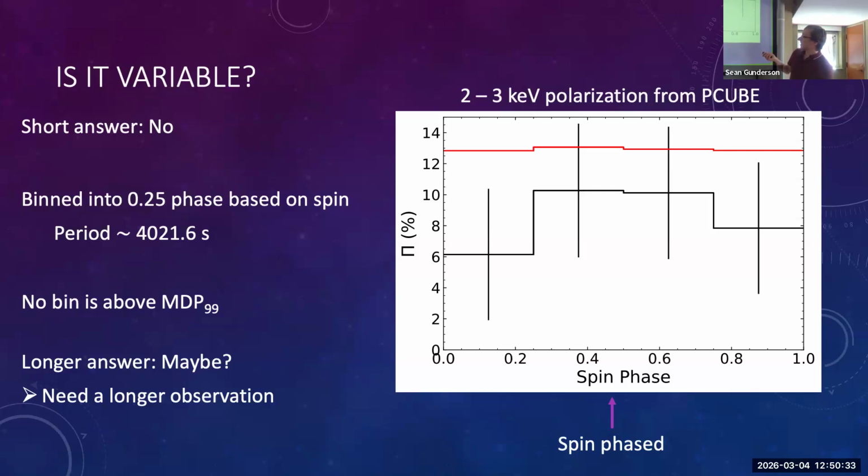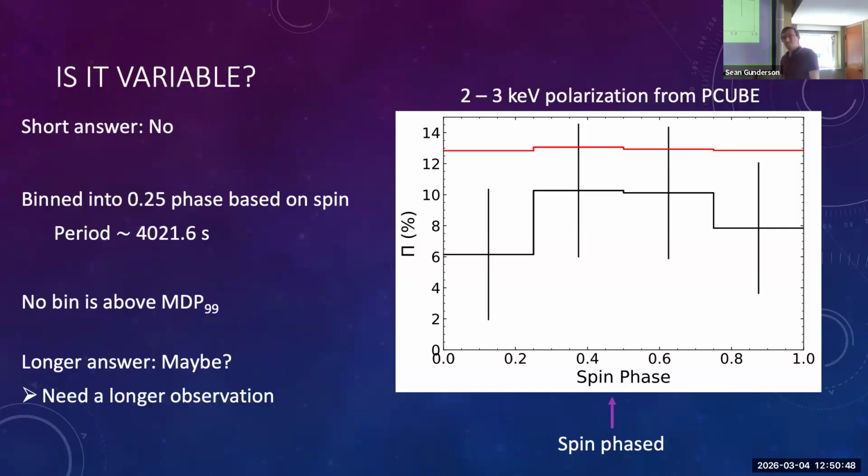Unfortunately, we don't see anything. The black line is from P cube, what the polarization is in quarter phase bins. And the red line is the MDP 99 for those phase bins. So the short answer is no, we didn't see any.